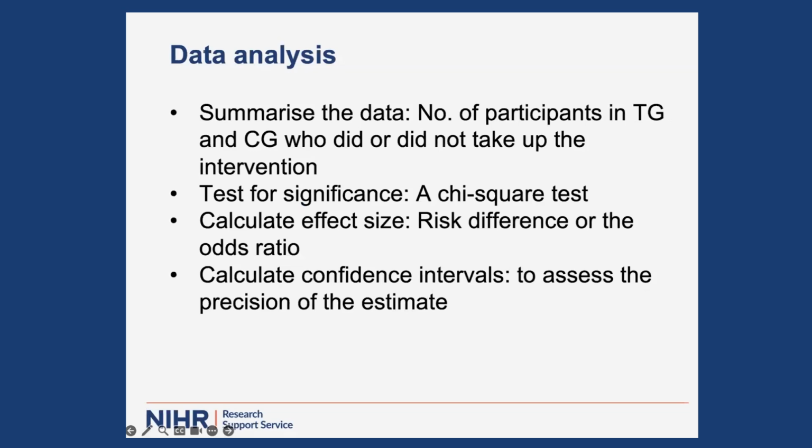So for here, this will be a matter of summarising your data, the number of people in the treatment group and the control group who did or didn't take up the intervention. You may do a formal statistical test to see if those proportions are different from each other, and you might calculate an effect size, so some kind of risk difference or an odds ratio. And often you'll calculate confidence intervals as well. So all of those things are important to describe.